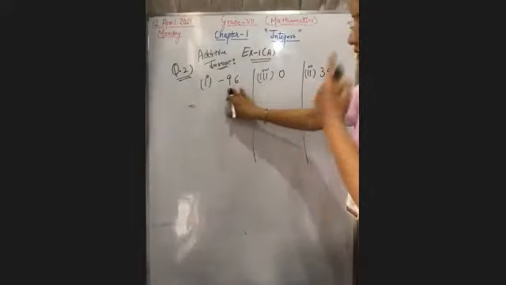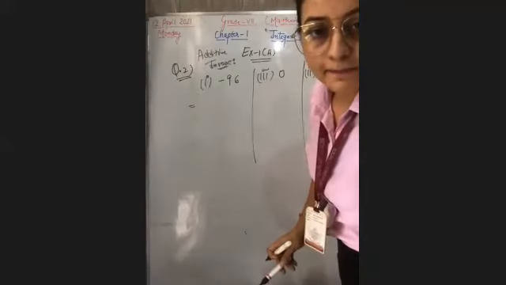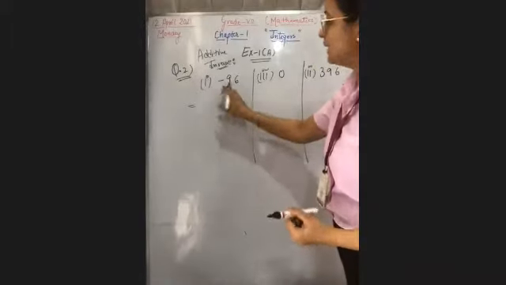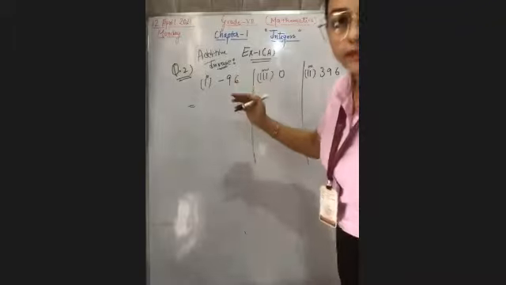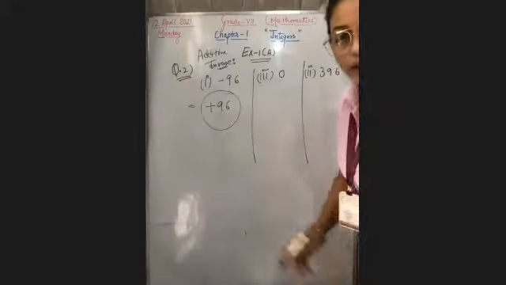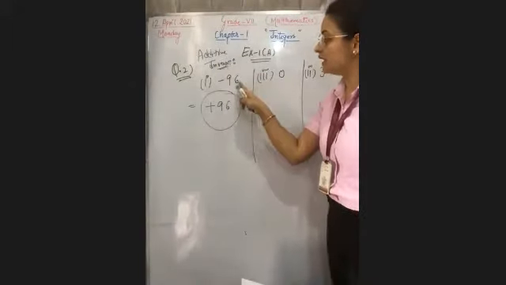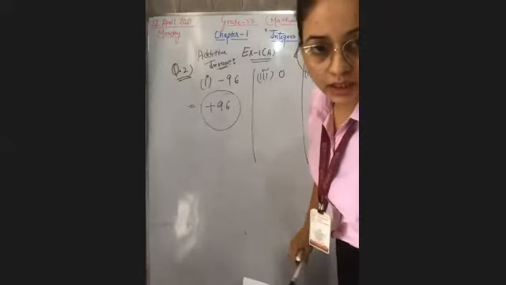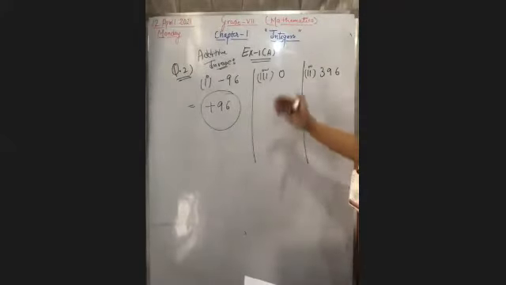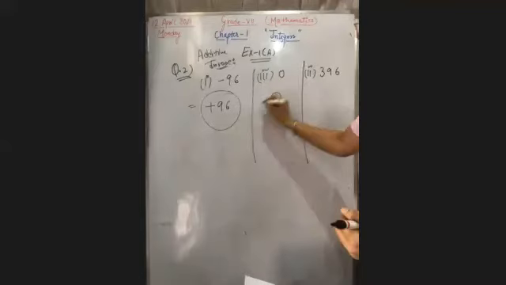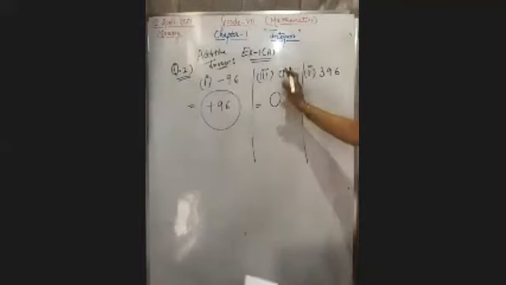Okay. Additive inverse of minus 96 is, very good, very nice, plus 96. How? I told you that additive inverse means write down that value as it is, only oppose the sign. Vanshika, sit properly. Third part is 0. Additive inverse of 0 is always 0. No negative sign, no positive sign.